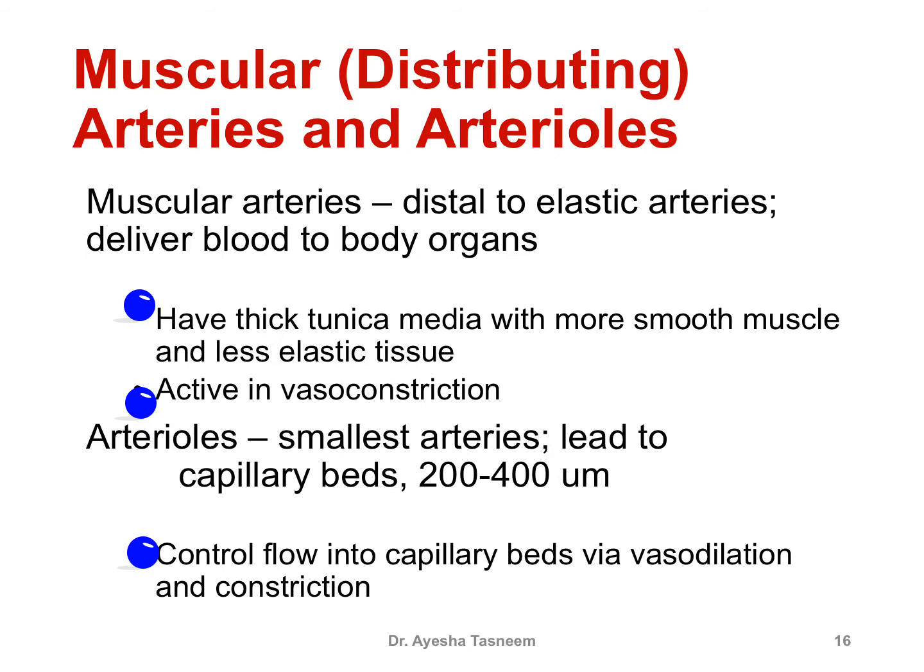Then we come to the muscular or distributing arteries and the arterioles. Muscular arteries are present distal to the elastic arteries and deliver blood to the body organs. They have a thick tunica media with more smooth muscles and less elastic tissue, and they are active in vasoconstriction. Arterioles are the smallest arteries that lead to the capillary bed, and their diameter varies from 200 to 400 micrometers. They control the flow into the capillary bed via vasodilatation and vasoconstriction.